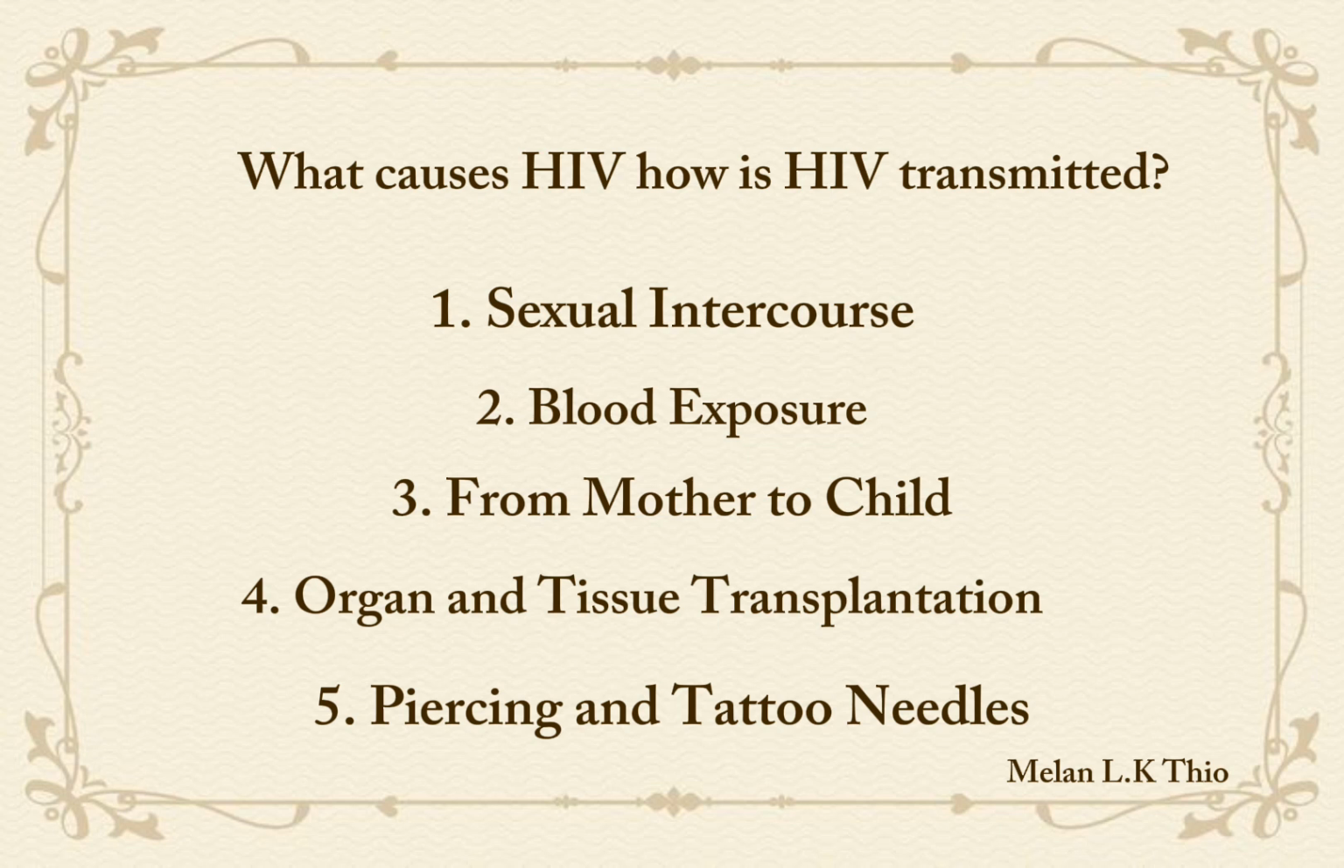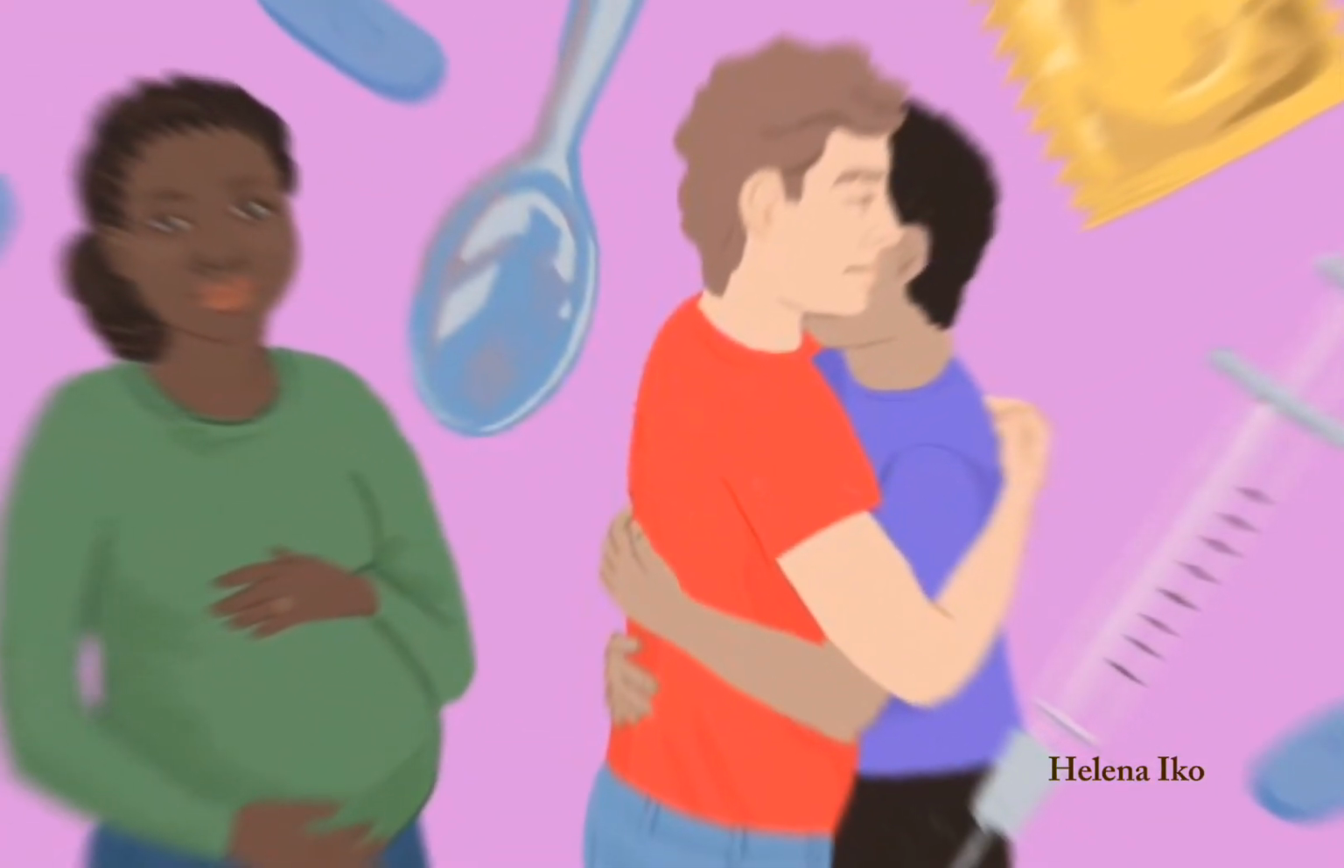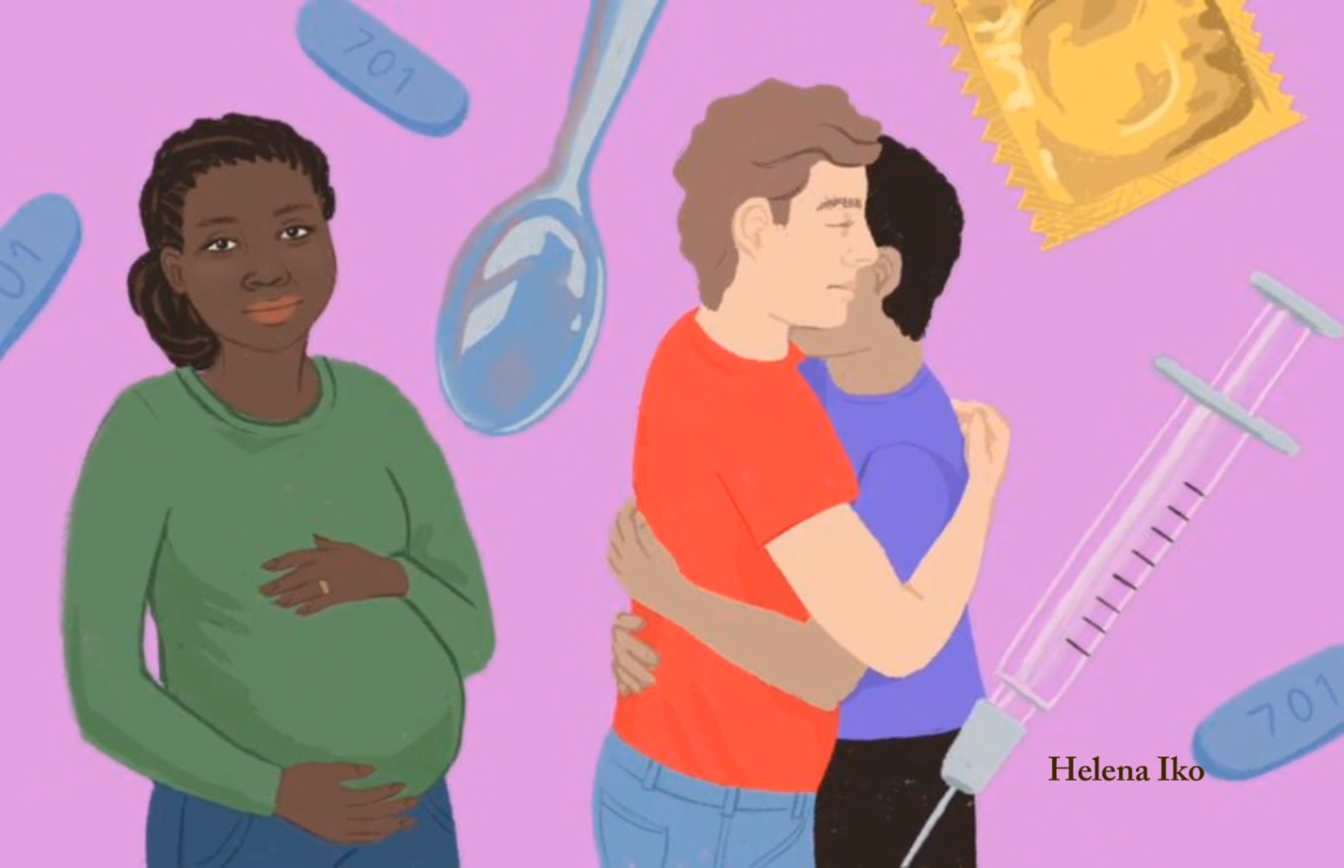It is important to know that HIV is not transmitted through everyday contact such as hugging, shaking hands, using the same toilet, or sharing food and drinks. Preventing HIV transmission involves using condoms during sexual intercourse, not sharing needles, and undergoing regular HIV testing if you are at risk. People who are vulnerable to HIV.